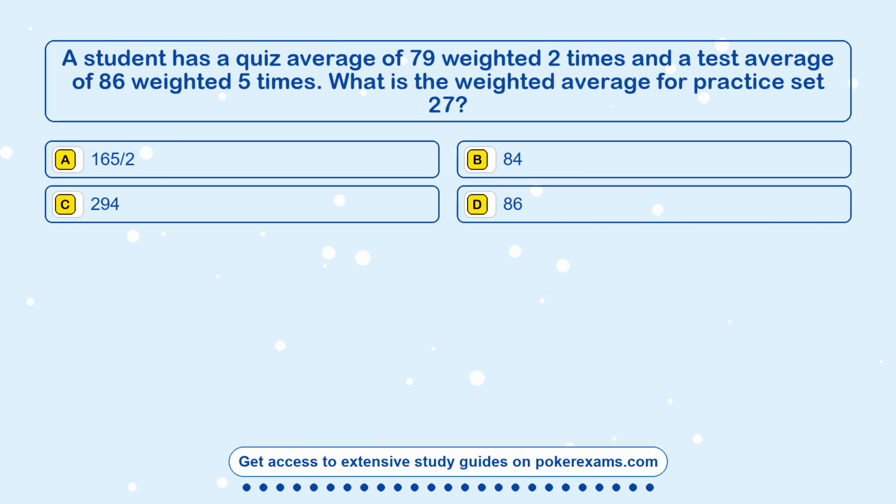Question 20. A student has a quiz average of 79 weighted 2 times and a test average of 86 weighted 5 times. What is the weighted average for practice set 27? Option A 165/2. Option B 84. Option C 294. Option D 86.